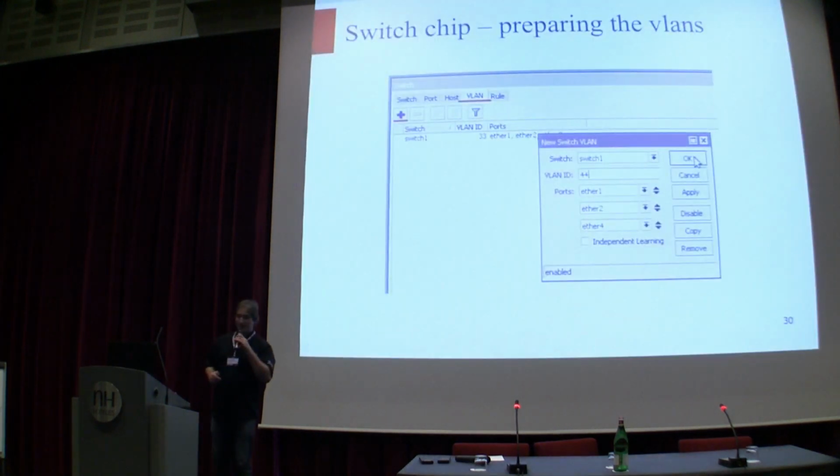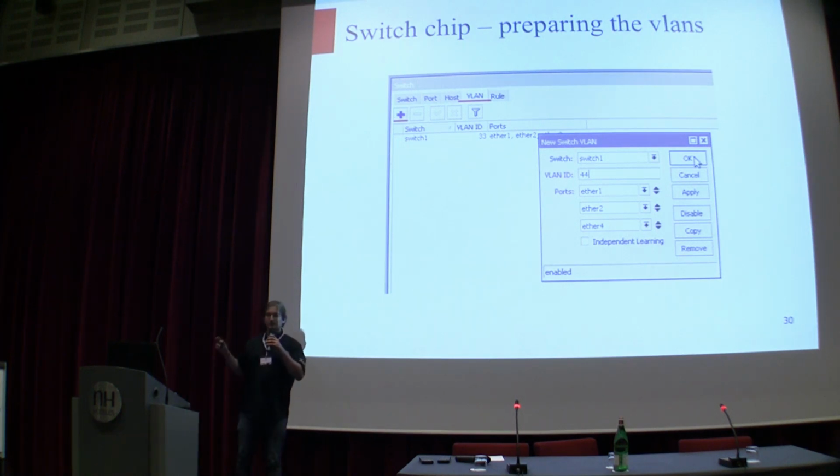How do we do it? It's very simple. We have the VLAN menu in the switching. Of course, this is the same switch window as before. So we select from the main menu, we select switch, and there is the whole configuration of the switch. In the VLAN menu, we add our VLANs. So in our example, there will be two VLANs, VLAN 33 and VLAN 44.